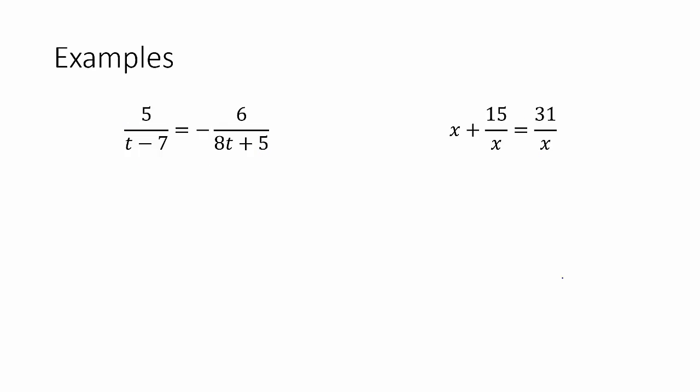Let's try a few more examples. Here we've got 5 over t minus 7 equals -6 over 8t plus 5. We've got two different denominators, so both of those are going to be included in my least common denominator. T minus 7 times 8t plus 5. We're going to multiply each term on both sides by t minus 7 times 8t plus 5. That way, when reduced, the t minus 7 goes away on the left. The 8t plus 5 goes away on the right.